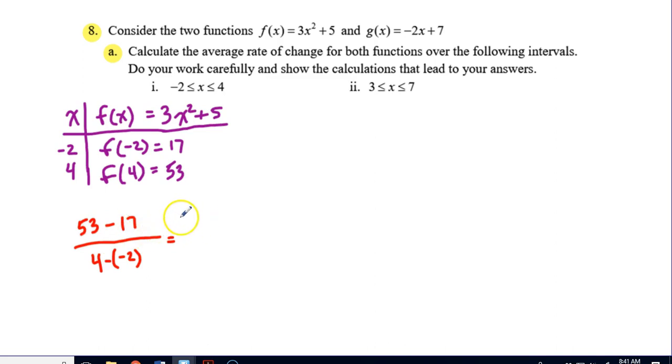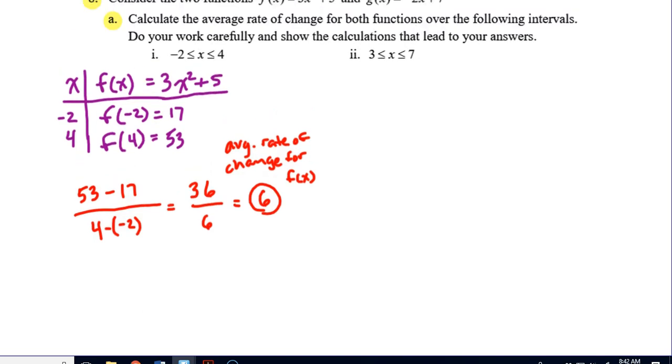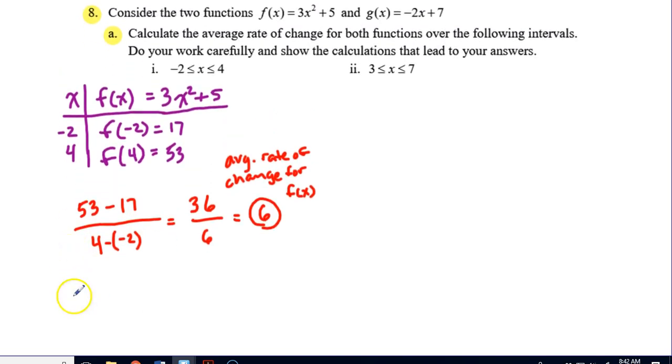So the change in y, 36. The change in x, 6. So the average rate of change for this particular function is 6. All right, and now we need to find the average rate of change for g of x.